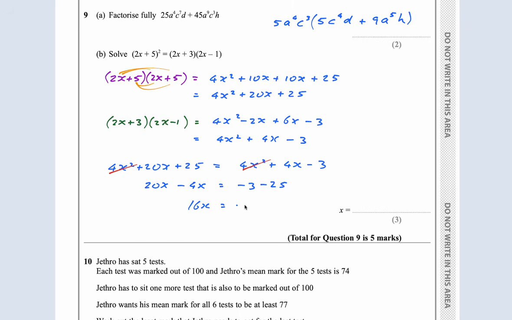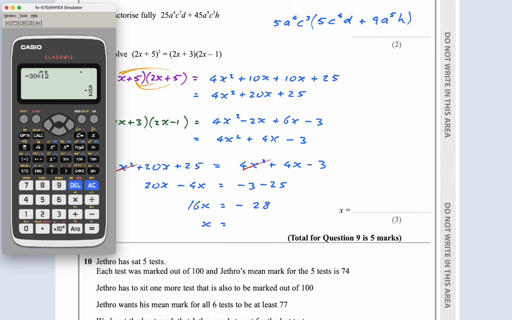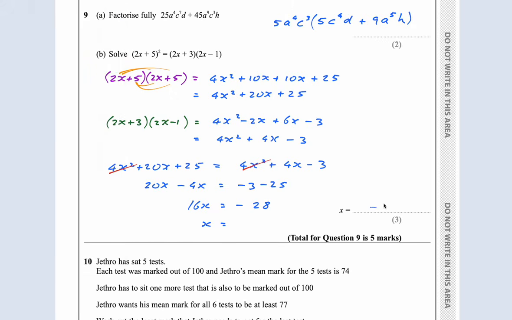16x equals minus 28, and then x is minus 28 over 16. 28 over 16 is minus 7 over 4, or minus 1.75, or negative 1.75. Okay, that is question 9.